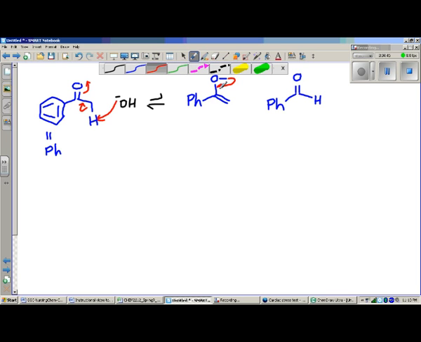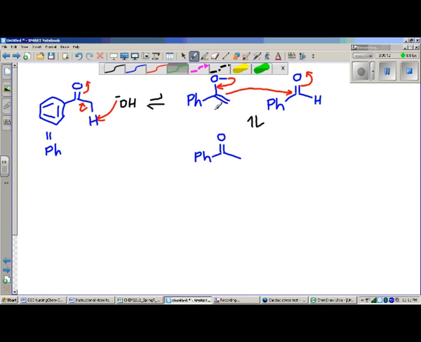O minus goes on down, kicks out the electrons from the pi bond, and goes up onto the carbonyl oxygen forming an O minus. Now let's try and draw this out. There is my carbonyl group that I've reformed.